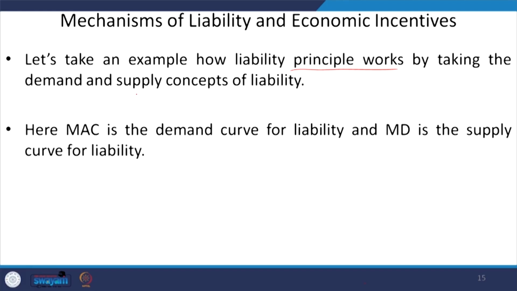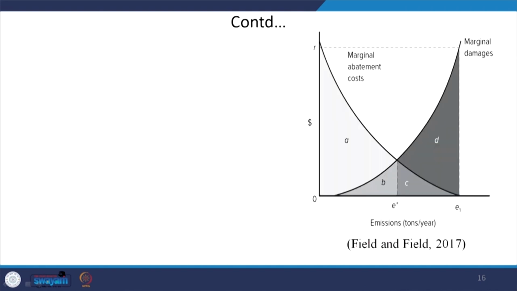As you understand, what is the demand curve for liability? It is the same marginal abatement cost. And what is the supply curve for liability? It can be represented by your marginal damage. So, we can just graphically represent this. This is your marginal abatement cost, and this is your marginal damages.